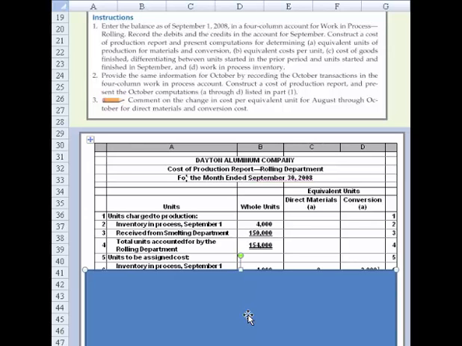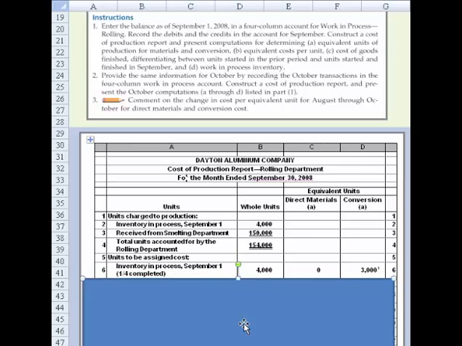Well, we started off with inventory in process that was a fourth complete, and they told us there were 4,000 units. Now, when we're talking about what was completed during the month of September, none of those in beginning relate to an equivalent unit for the month of September. That's why we have a 0 right there. That work was performed in the prior period. But if only 1/4 was completed, then 3/4 was completed in the current period.